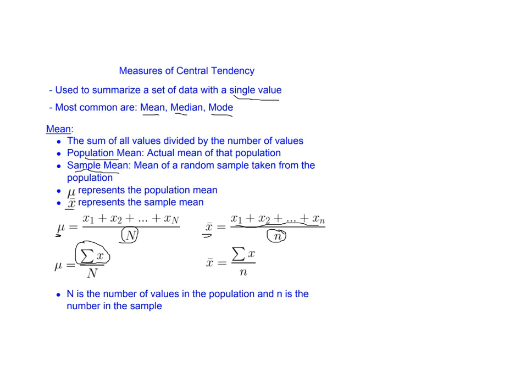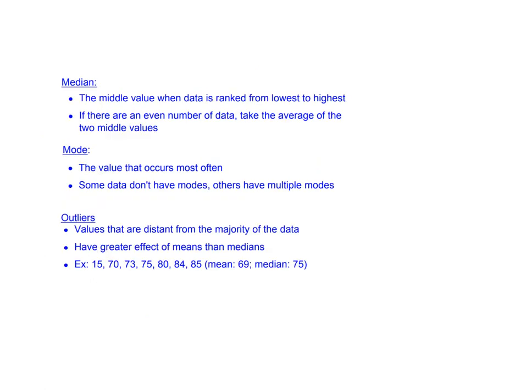I guess we should move on now and look at the median. The median value is the middle value when the data is ranked from lowest to highest. Basically you organize all your data points from lowest to highest, and the one in the middle is the median. If there are two data points in the middle, then the two that are in the middle are averaged together.